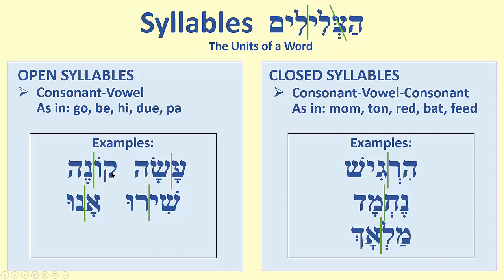Sa. Here we have kone. Again, these consonant vav and hey letters are representing vowel sounds. They are not consonants. So this would be kone, 2 open syllables. Here we have another, shiru. Both the yod and the vav are what's called mater lectionis letters. They represent a vowel sound. In this last word, we have anu.